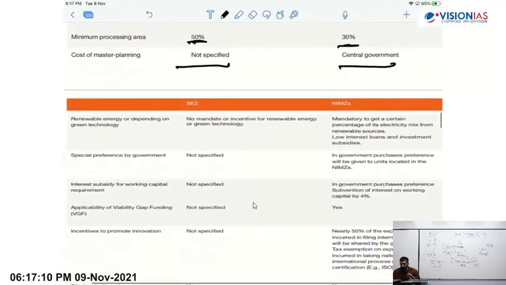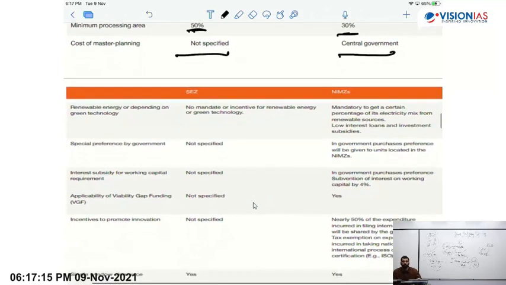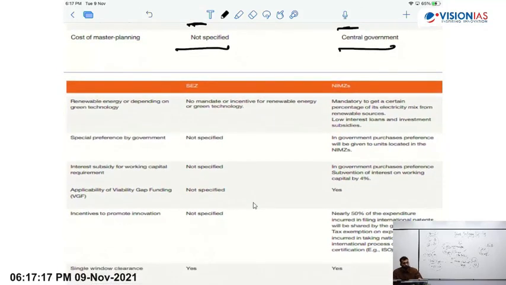But overall you have the idea what exactly is happening in NIMZ, and it is for investment and manufacturing. It could be exports also, but not specifically export as in SEZ. And you will be doing SEZ in detail. SEZ investment models mein hoga.